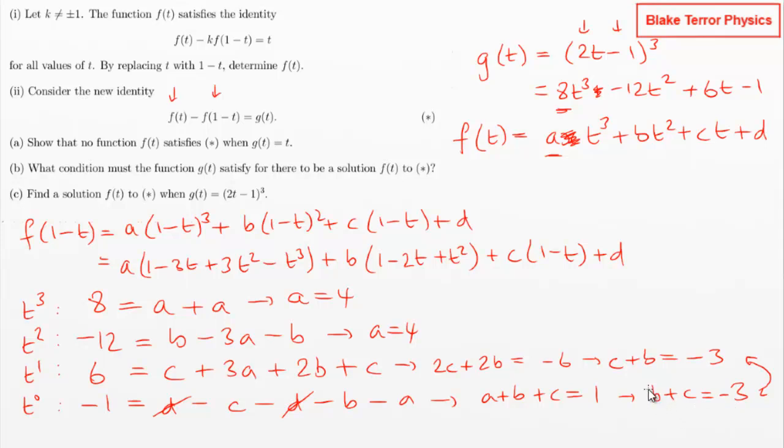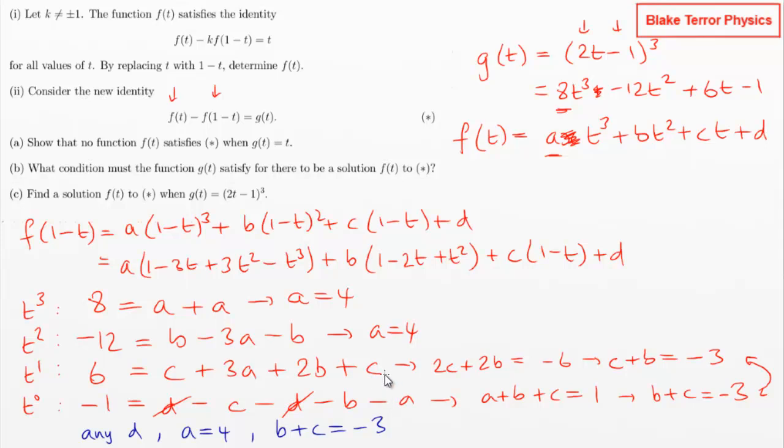So what is that telling us then? We've got a load of solutions on this. This is saying we can have any d, because d just doesn't come into this. We have to have that a is equal to 4, and then we need that b plus c is equal to minus 3.